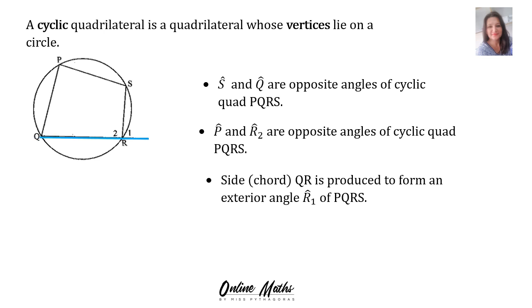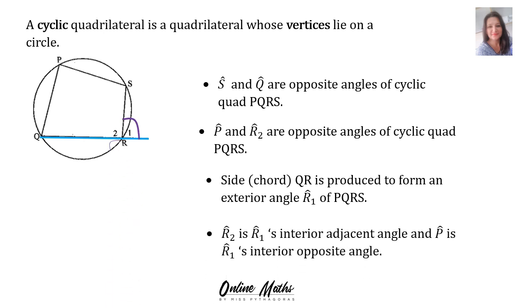Chord QR is produced to form an exterior angle R1 of PQRS. R2 is R1's interior adjacent angle and P is R1's interior opposite angle.